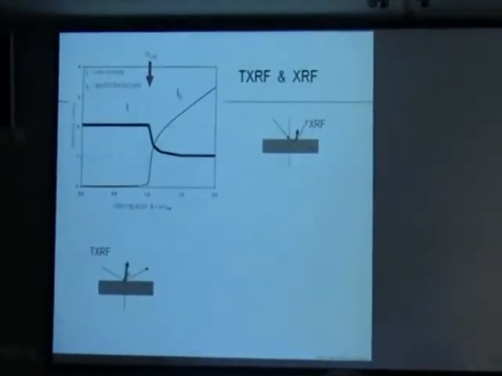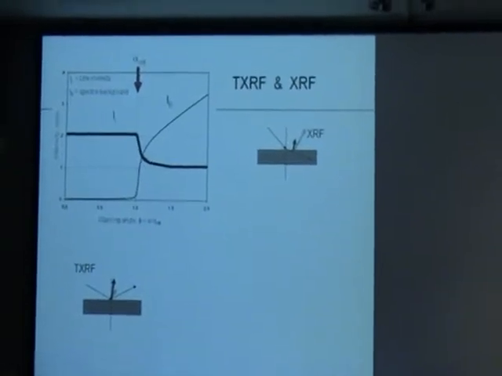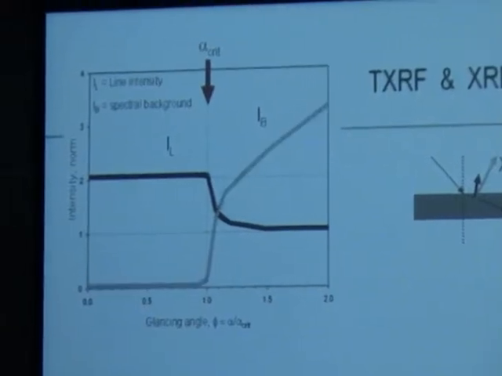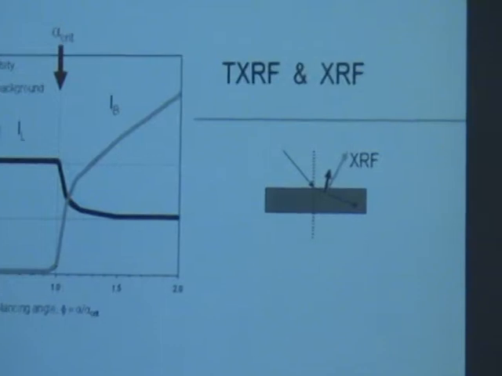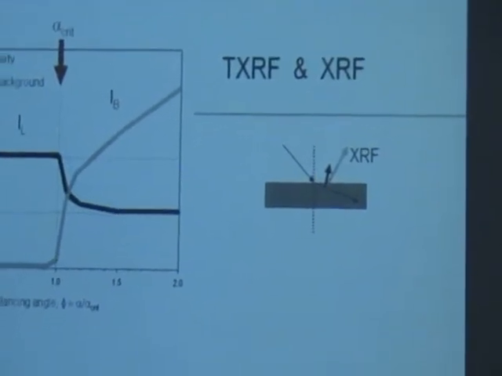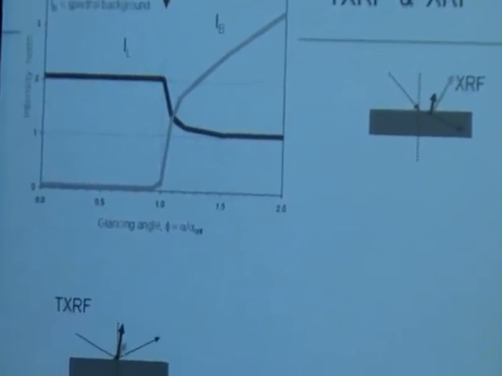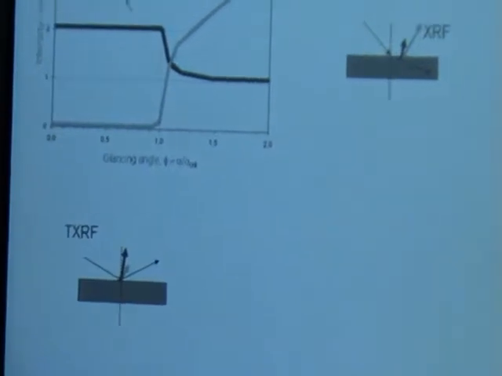When we are below the angle of the reflection, and here is the value for the background signal. So if we look at the differences, we have here in the case of TXRF the signal as the background.